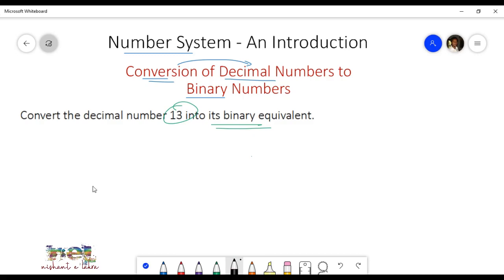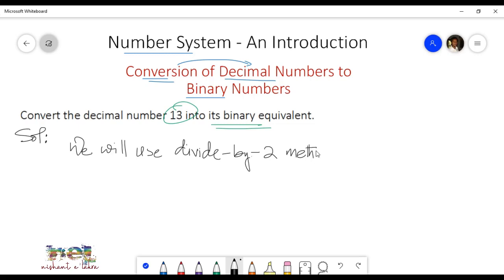Look into it very carefully so that you don't miss any step. Let's see how to solve it. We will be using the divide by 2 method. That means we have to divide the number by 2. Okay, you have been doing this method in your maths. And we also know that the base of decimal is 10 and the base of binary is 2. We have learned about this before.